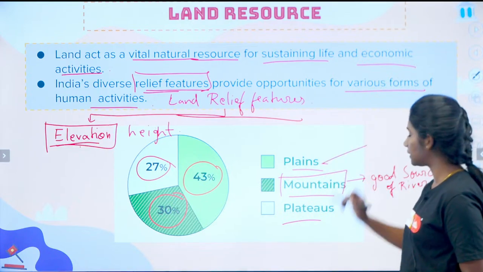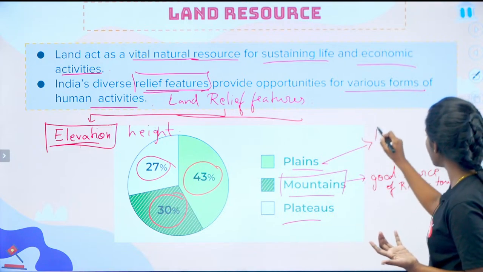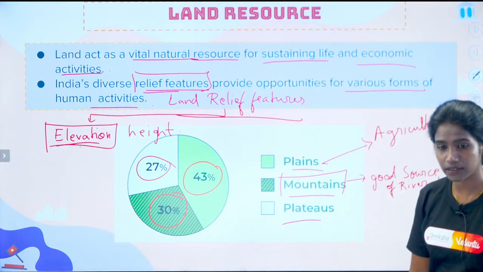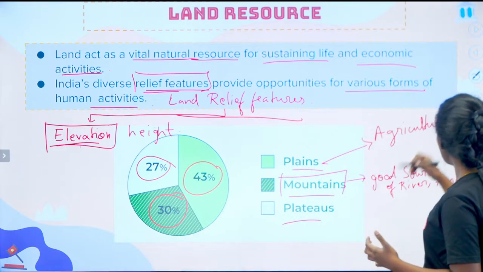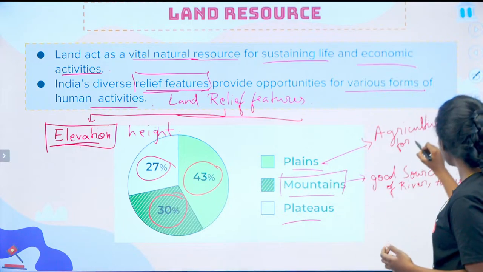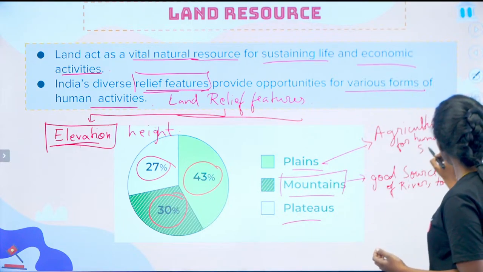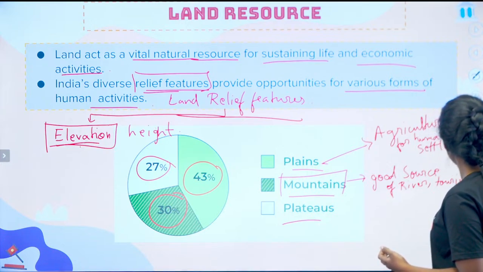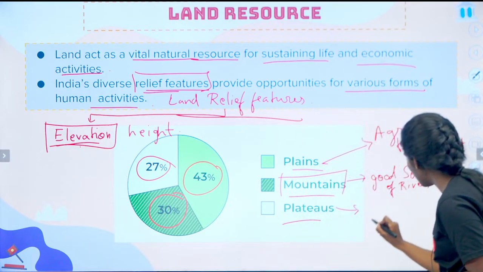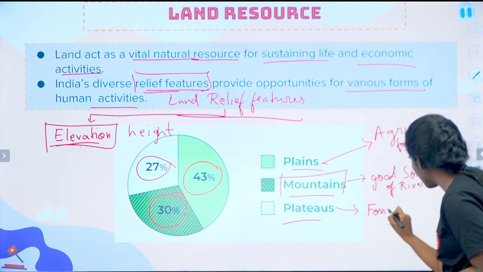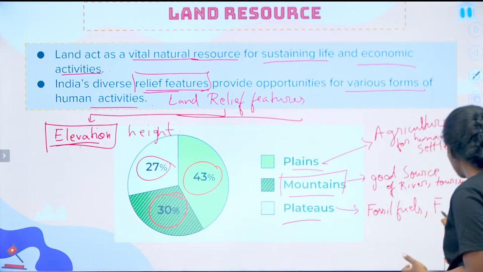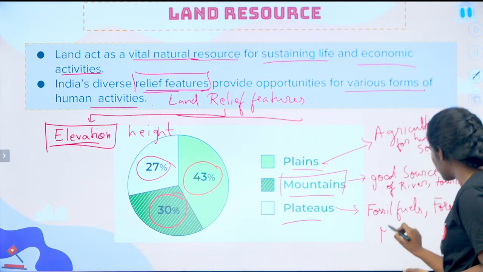right? What about plains? Plains, they are suitable for agriculture. They are suitable for agriculture and also for constructing buildings and all that, for human settlement. And what about plateaus? These are a good source of fossil fuels, and then forests, mining and all that.